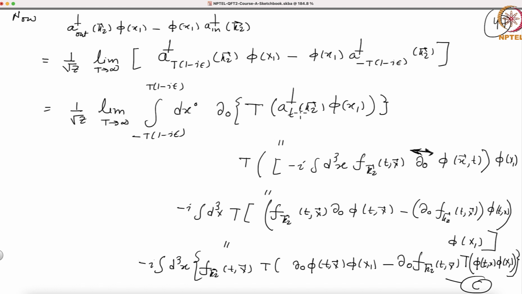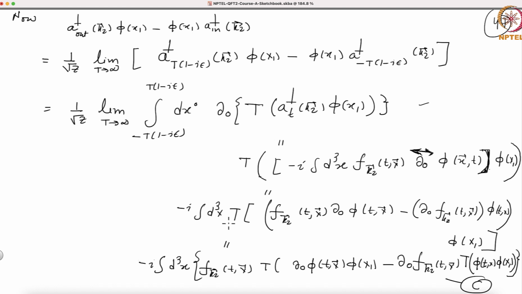So 1 over root z, this is fine. T minus i. Okay, this is a square bracket. So this one is closing here, and then you have, okay, so this entire thing in the round brackets is time ordered. I should not have missed this.